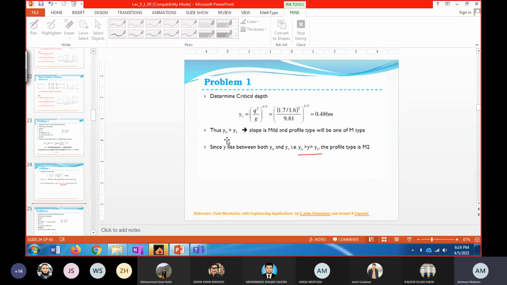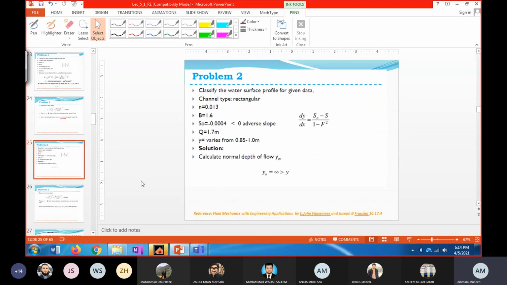Determine critical depth. Next question is this. Classify the water surface profile for given data. Rectangular channel, 0.013 is the Manning's roughness coefficient, B 1.6, S naught value is given, and you can see that it is minus 0.0004. It means that it is adverse. So which type of adverse slope is this, and how can we classify the water surface profile, as there would be two types of adverse water surface profile. It is A2 and A3.